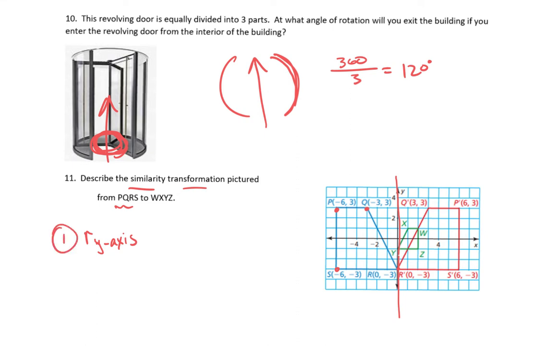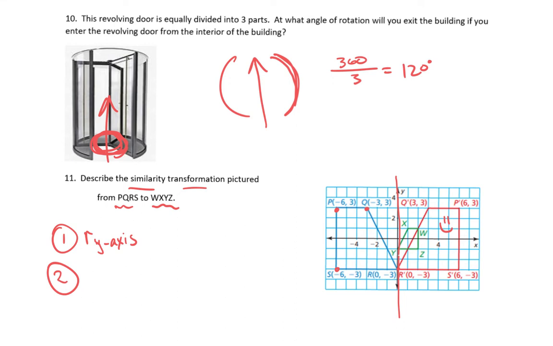So we started with a reflection over the y-axis. All right, so now I'm at this red guy with the primes. Now, how did I go from that to this little green guy? That's the question. How did I get to W, X, Y, Z? So it was definitely dilated, but how much was it dilated?